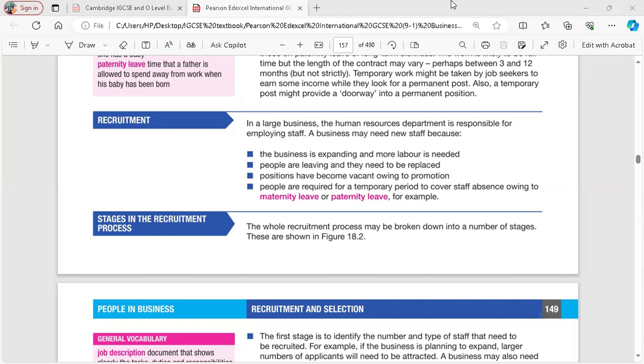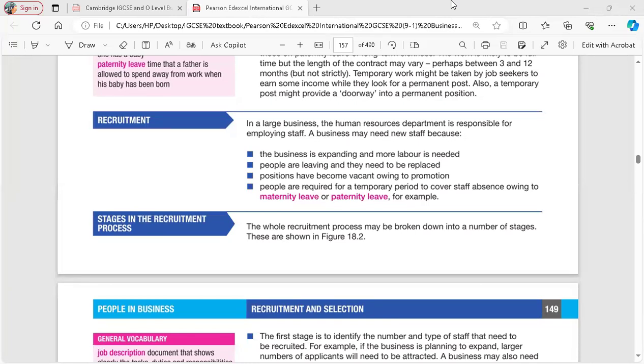The third point, positions have become vacant owing to promotion. Some workers have been promoted. And if workers are promoted, that means they have been elevated. So if I'm in this step and I've been moved up, then this position is vacant, is free. Someone has to fill in the position. So sometimes firms will recruit workers because there's a vacant position due to promotion. That's the reason why we are employing.